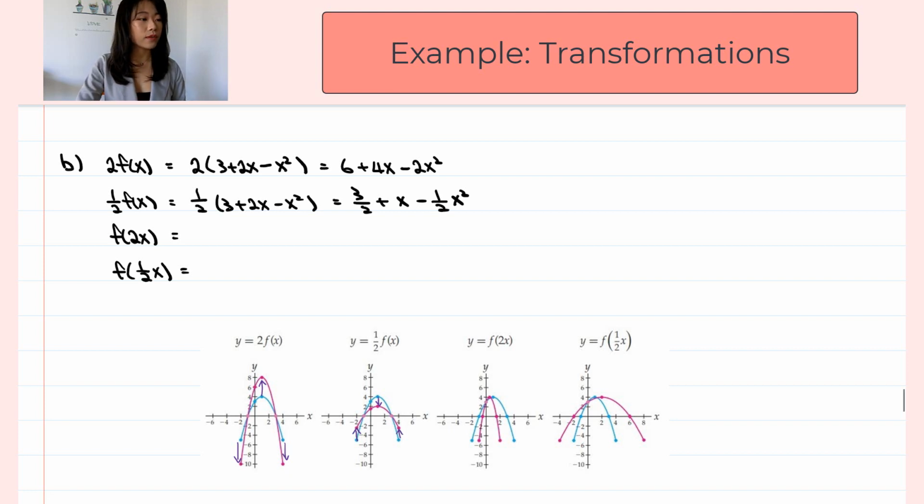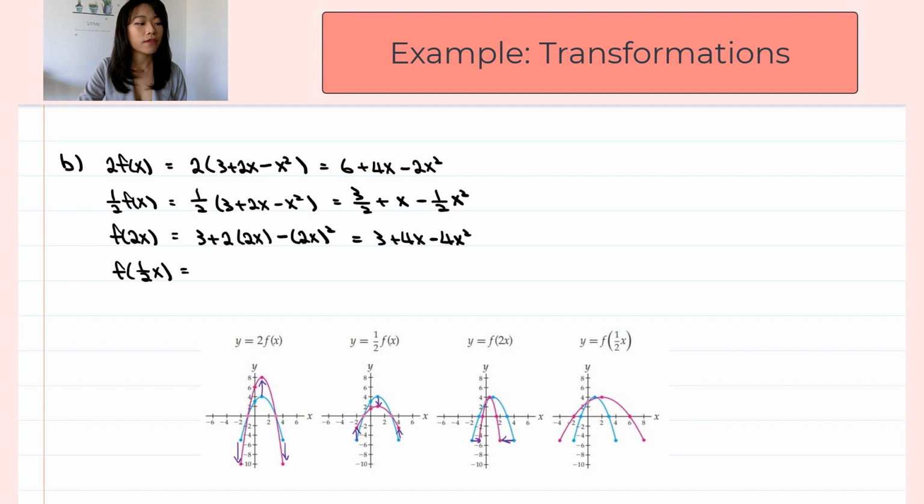How about the third transformation, f of 2x? We replace x by 2x. We get 3 plus 2 times 2x, then minus (2x) squared, which equals 3 plus 4x minus 4x squared. If we look at the graph, we see that it is a horizontal compression. Everything is compressed inward.